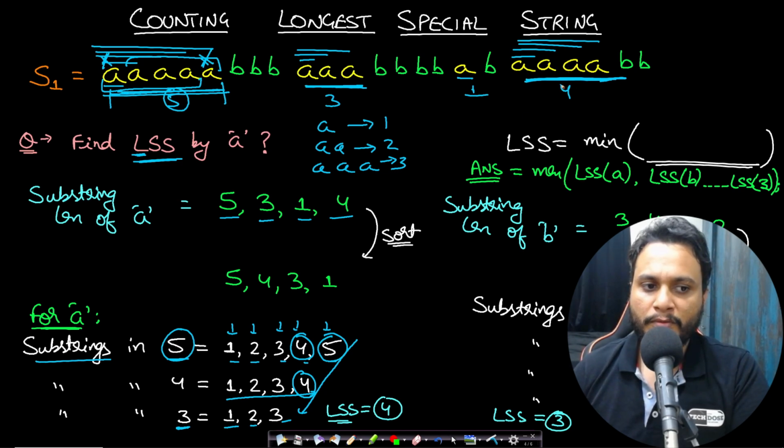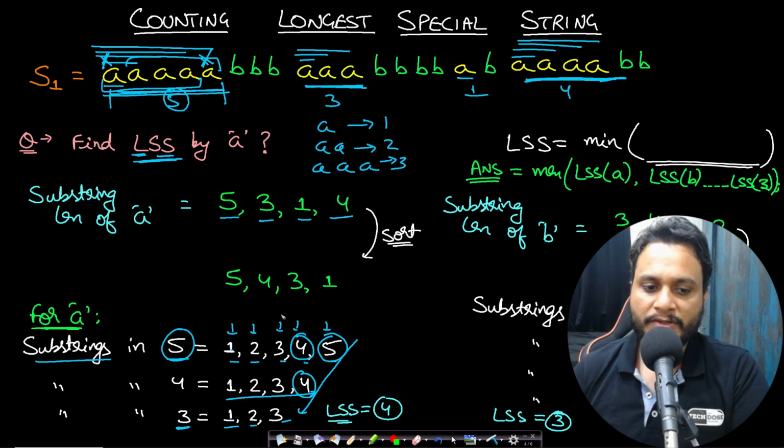So if I want to maximize the size of the special string, by the way, all these are special strings. Whatever I have mentioned, 1, 2, 3, 4, 5 lengths, all these are special strings. Why? Because in these strings, all the characters are A's only, right? So that is why they are special.